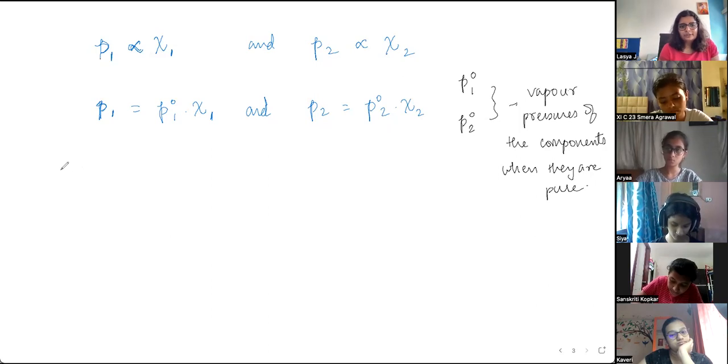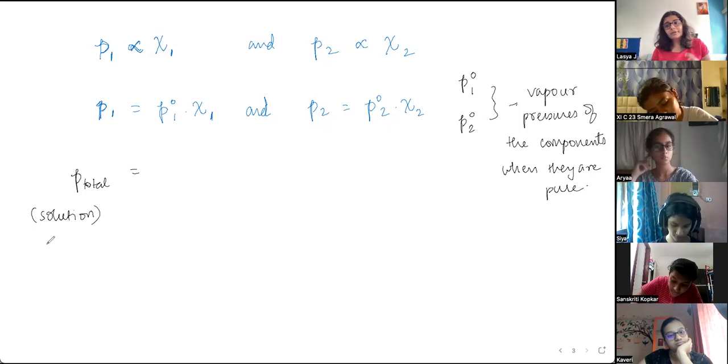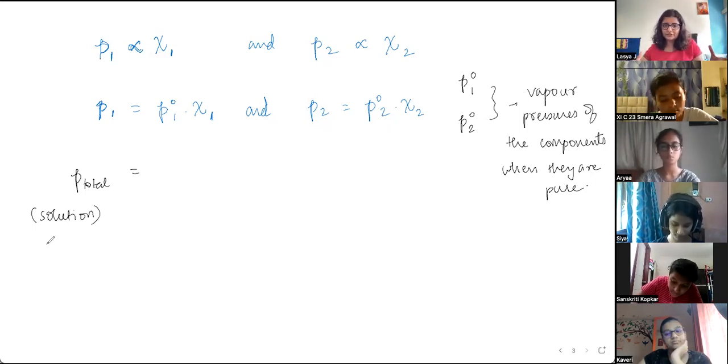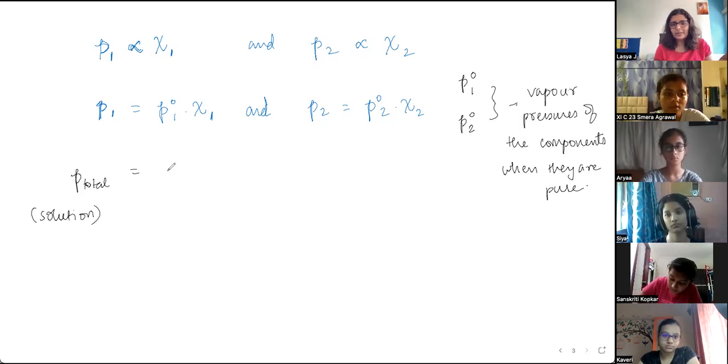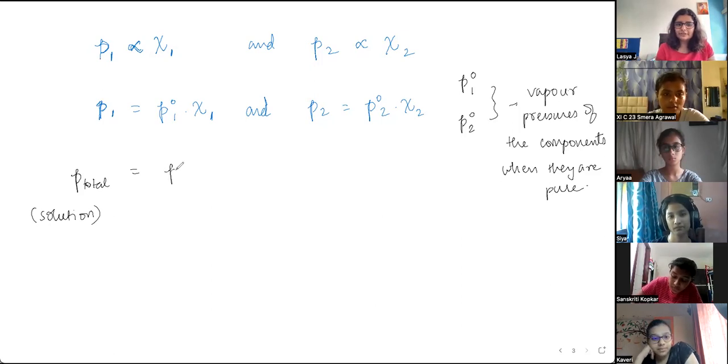Now, P total, the total vapor pressure of the solution. Please remember the law of partial pressures. If you had to find the total pressure of a mixture of gases, that will be equal to the sum of the partial pressures. So P total will be equal to P1 plus P2.